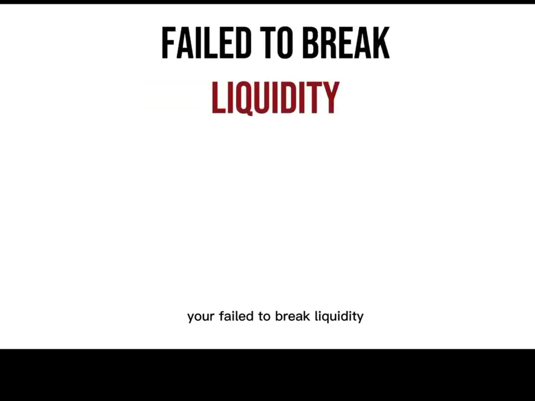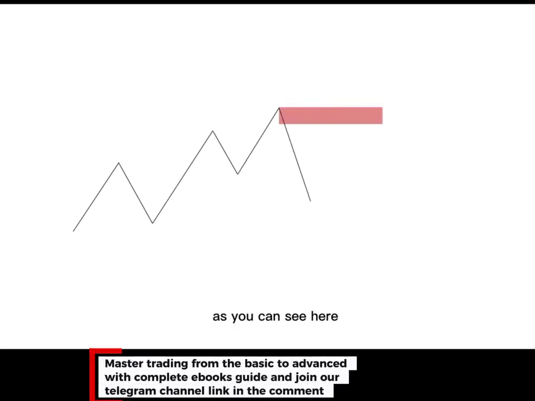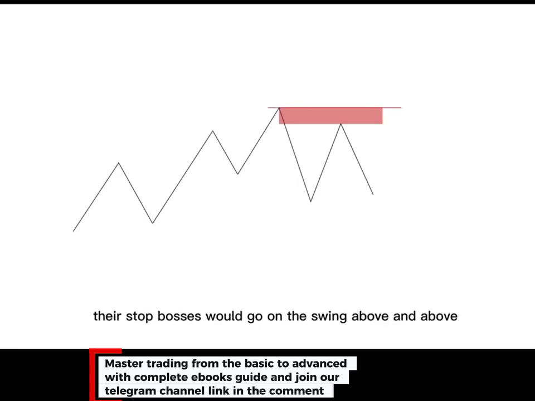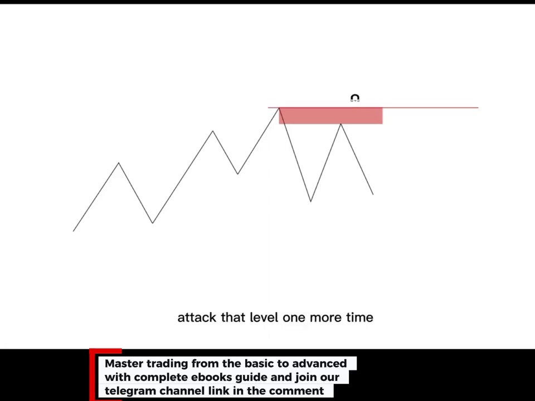So next up, you have your FTB, your failed to break liquidity. As you can see here, you have a supply level formed and price approaches this level and rejects. So now you have evidence that that level was valid and retail traders might be a part of that move. So anybody that purchased price at that level, their stop losses would go on the swing above. And above that swing would be resting the stop losses, which would be your liquidity. And price would be incentivized to attack that level one more time.